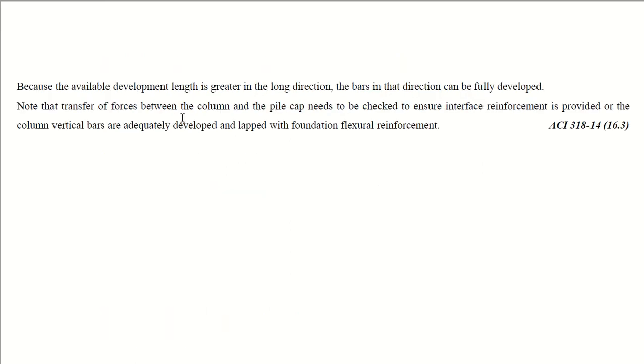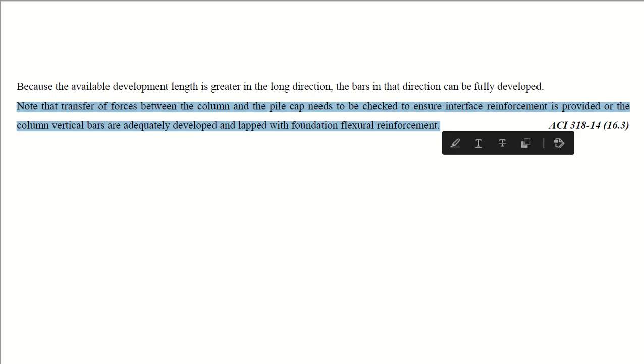Because the available development length is greater in the long direction, the bars in that direction can be fully developed. Note that transfer of forces between the column and the pile cap needs to be checked to ensure interface reinforcement is provided, or the column vertical bars are adequately developed and lapped with foundation flexural reinforcement. So it is up to the designer to make sure of these requirements.